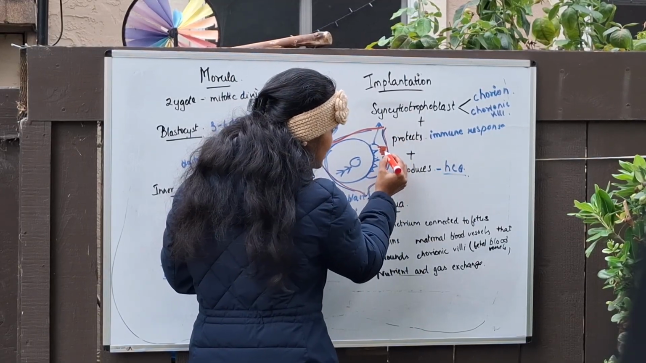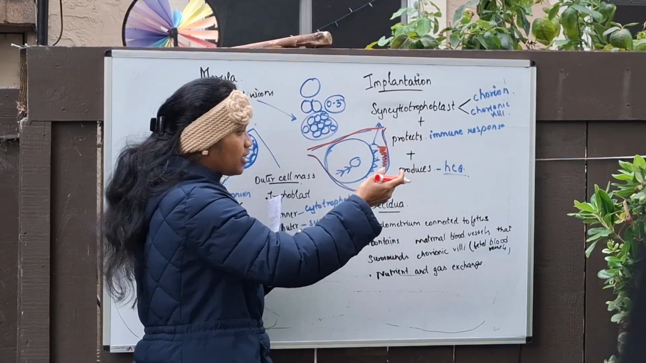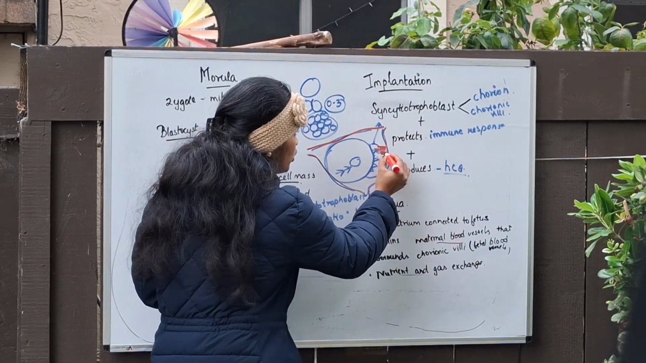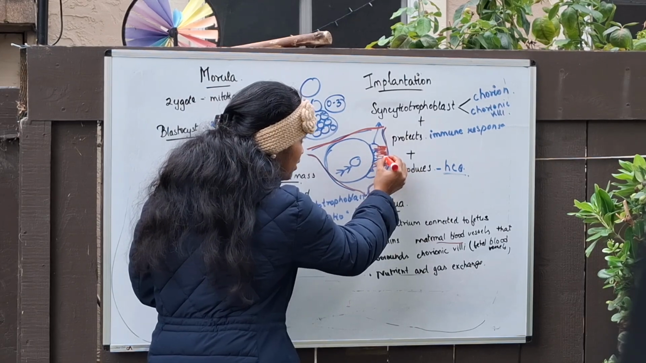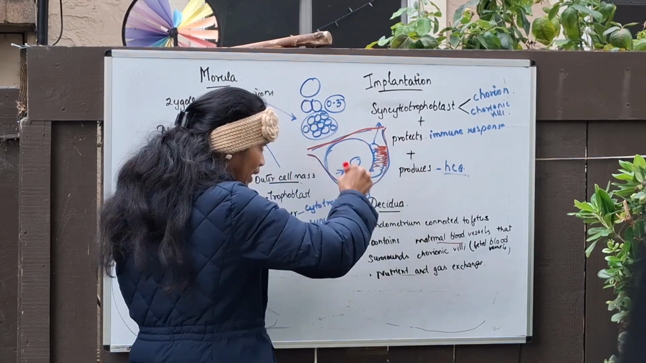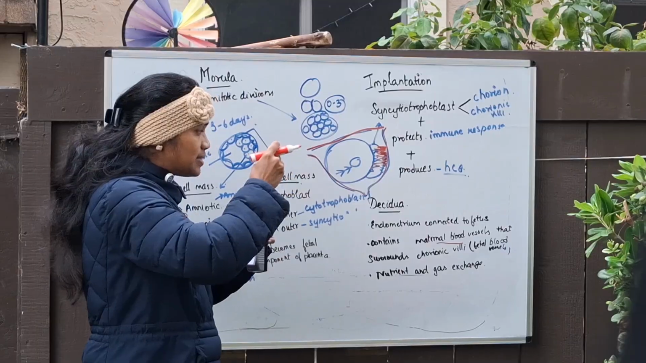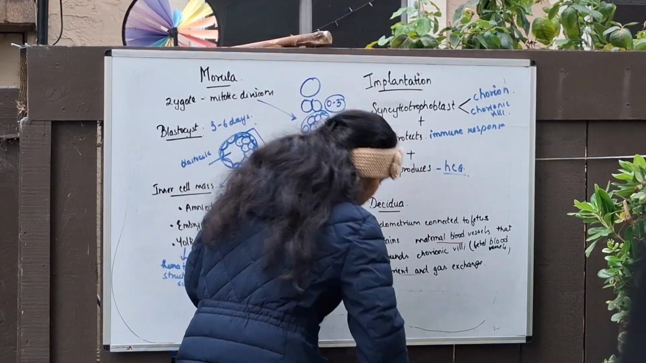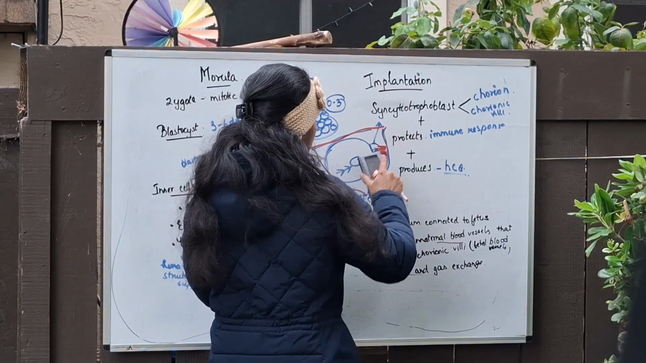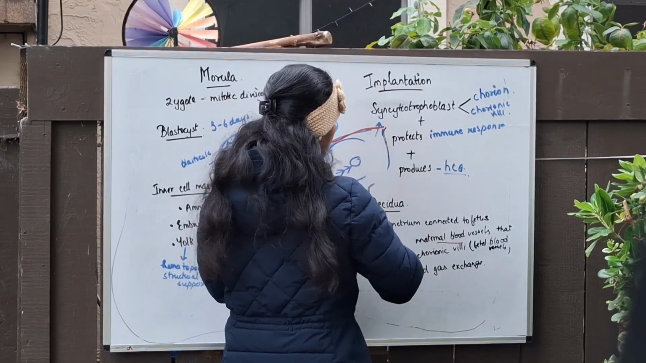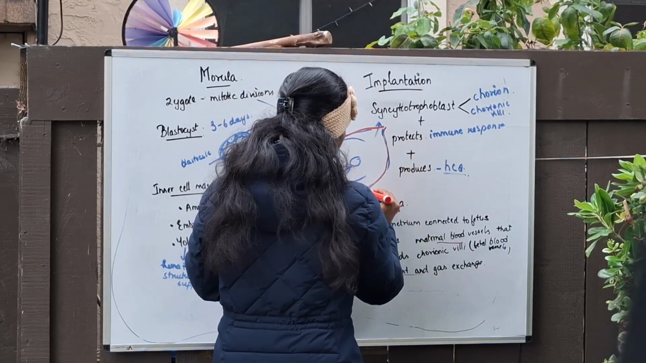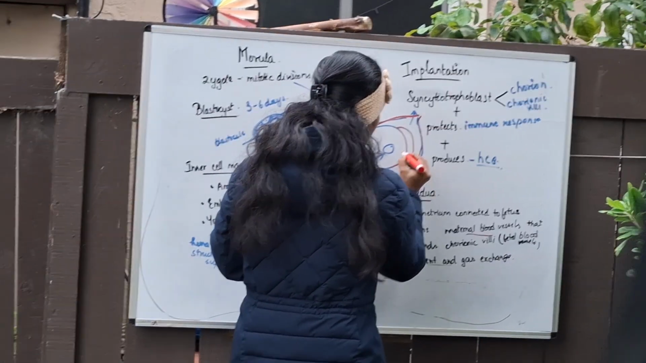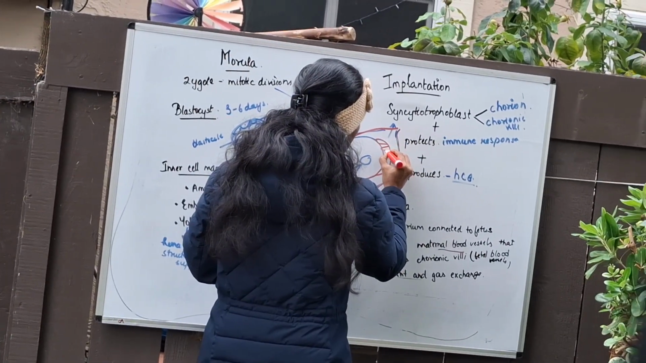Now this is lying on the maternal aspect, right? So this contains the maternal blood vessels, and here we also have the chorionic villi. The maternal blood vessels surround the chorionic villi, and the chorionic villi is the place which contains the fetal blood vessels. This is the endometrium, and here we have the chorion. So here we have the placenta and we have the chorionic villi.